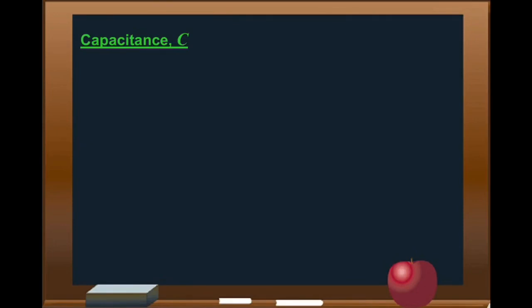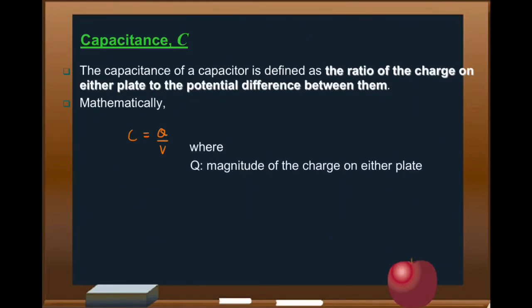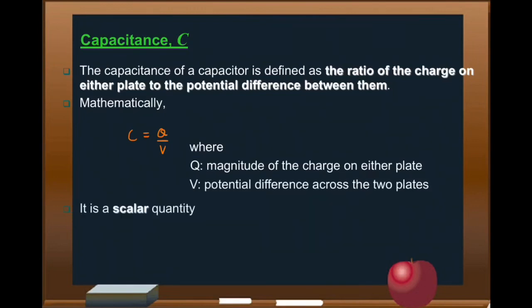So what is capacitance C? The capacitance of a capacitor is defined as the ratio of the charge on either plate to the potential difference between them. And this definition can be written mathematically as C equals Q over V, where Q is the magnitude of the charge on either plate and V is the potential difference across the two plates. So capacitance is a scalar quantity and the unit is the farad, or capital F.